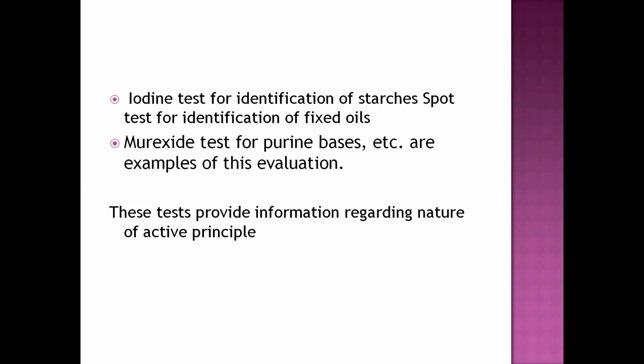Iodine test is for the identification of starches, and the spot test is for the identification of fixed oil. This is the difference between volatile and fixed oil. अगर आप कोई भी volatile oil का spot लगाते हो, then it can evaporate because it is volatile in nature. But अगर आप fixed oil का spot लगाते हो, तो आप जिस भी जगह पे लगाते हो तो वो अपना मार्क छोड़ के जाता है, means spot छोड़ के जाता है, because it can't evaporate. Then the Murexide test for the purine bases is an example of this evaluation.